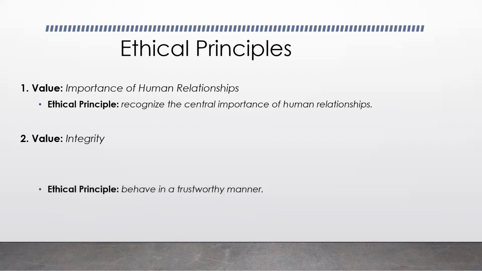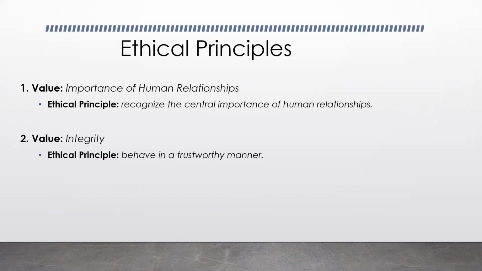Next, we have integrity, and this is the idea that social workers should behave in a trustworthy manner. And by this we mean that social workers should be upfront and clear with their clients. We shouldn't try to deceive them. So for example, if you're working with someone in private practice, therapy, you should inform your client as to why you're using this particular therapeutic approach, or why you think that this would be beneficial to them, so that they have informed consent. They're aware of why you're using this approach.